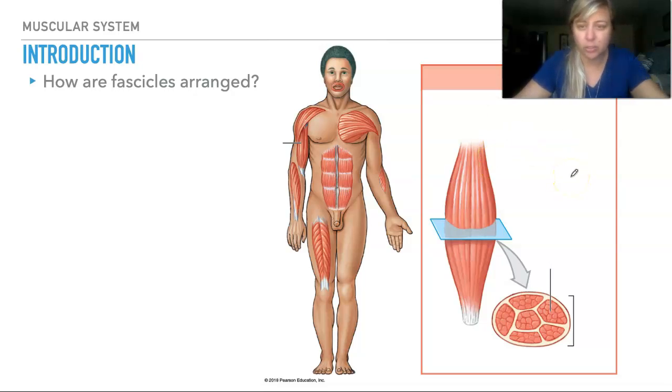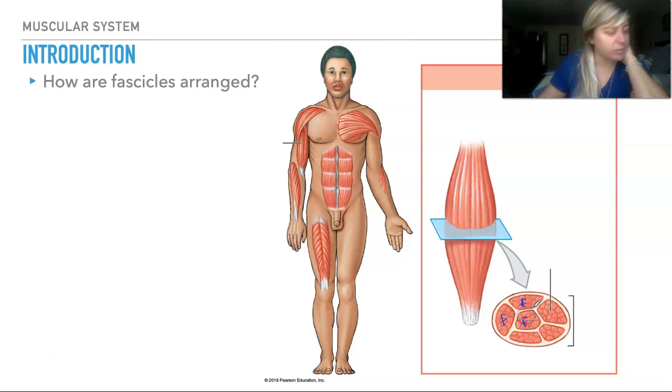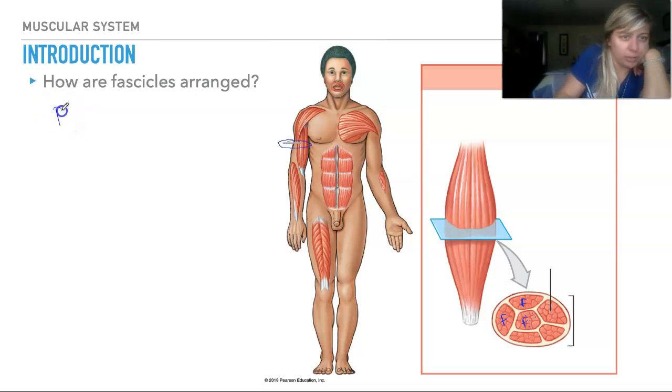So for example, in this picture, you can see a cross section through a muscle, and then you can see the individual fascicles that make up that particular muscle, right? So this would be a fascicle, this would be a fascicle, this would be a fascicle, and within there you can see individual muscle fibers or cells. This particular muscle, if you look at the diagram here, hopefully you recognize as the biceps brachii. This muscle is an example of a parallel muscle, and specifically, it's a type of parallel muscle called fusiform arrangement.